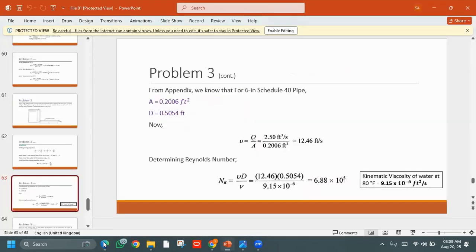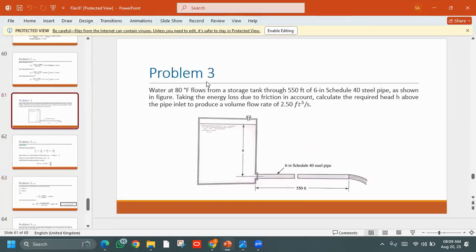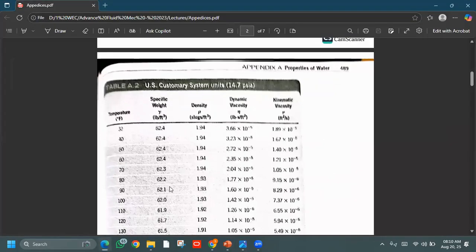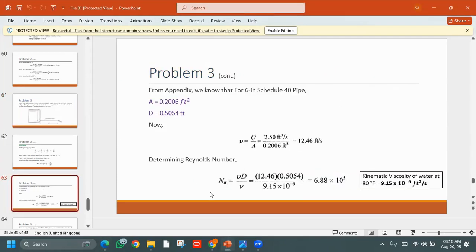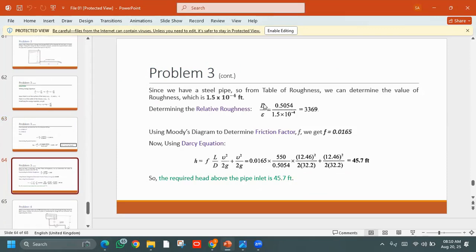Here is the value of water at 80 degree Fahrenheit. You can see that it is 9.15 into 10 raised to the power minus 9. So let's move towards the question.